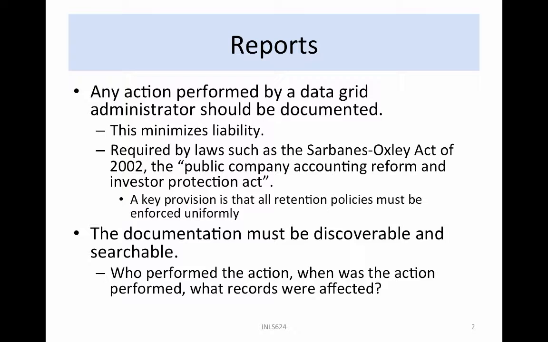A key provision is that all retention policies must be enforced uniformly. By keeping a log of all actions, compliance with the law can be demonstrated. The documentation must also be discoverable and searchable. Who performed the action? When was the action performed? What records were affected? The policies used to manage the data collection can also be used to manage the reports.